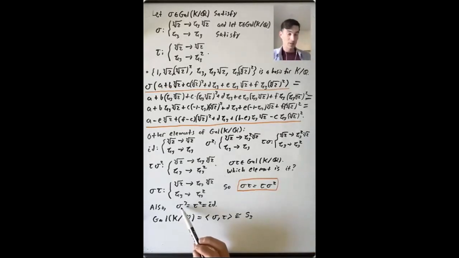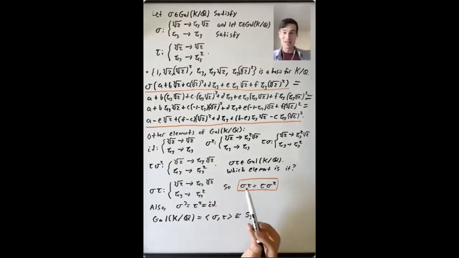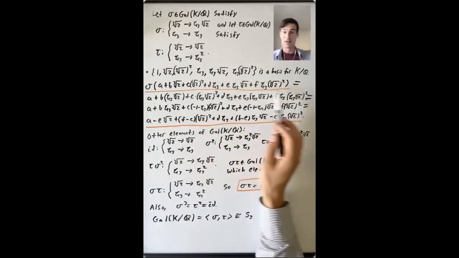So here's one. It's easy to see that sigma cubed is the same as tau squared, which is the identity. This Galois group is a group of order 6. It's generated by tau and sigma, and it is isomorphic to S3. We already knew that this Galois group was isomorphic to S3 because it was a group of permutations of these 3 roots of x cubed minus 2 in this field K. But now we have this really explicit description of what all these elements of the Galois group are and how to multiply them together and what they do to elements of K.